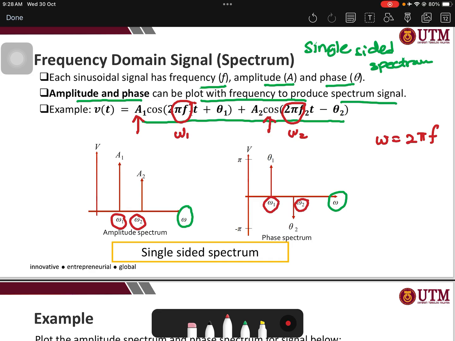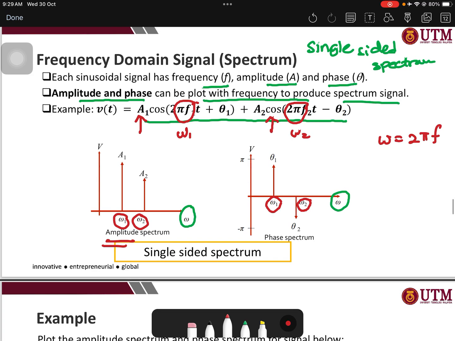All right, again I repeat, you need to represent your signal in terms of cosine. Remember, since we have the amplitude spectrum, you have to focus more on the amplitude and also the frequency. The frequency you can get from the signal given: 2 pi f1, meaning omega 1, and 2 pi f2, meaning omega 2.